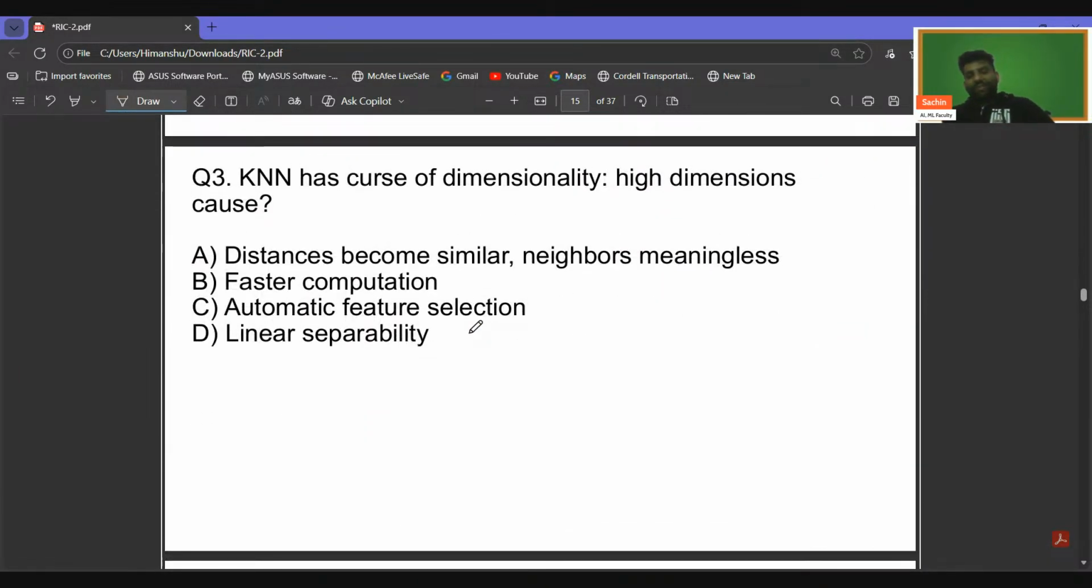So now, enough of the numerical problems. Now we have something theoretical over here. KNN has the curse of dimensionality. Yeah, we know that. Now, what is the problem with high dimension? High dimension causes what? Does it lead to faster computation? Does it allow linear separability? Does it give me automatic feature selection, or does distance become similar? Neighbors are meaningless. Very important point over here.